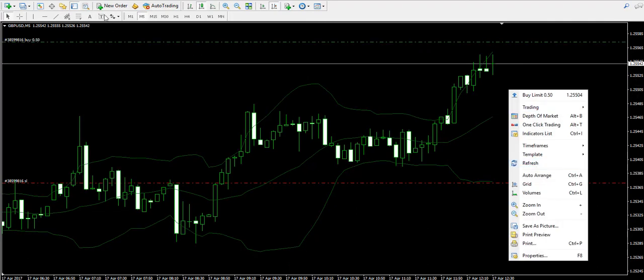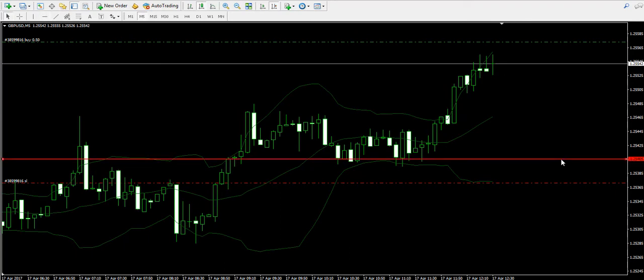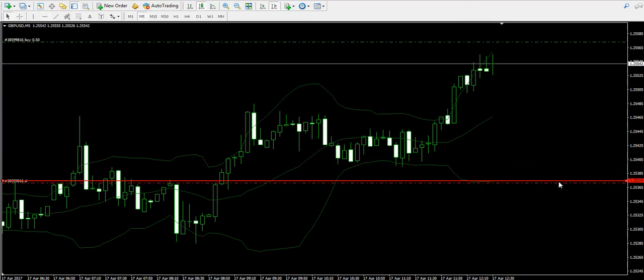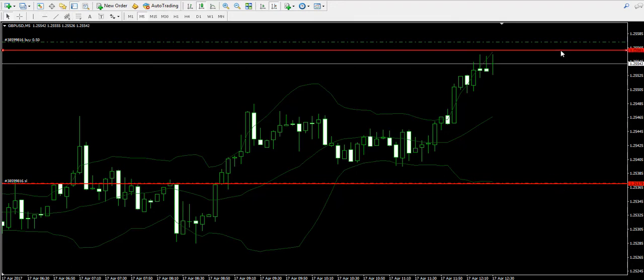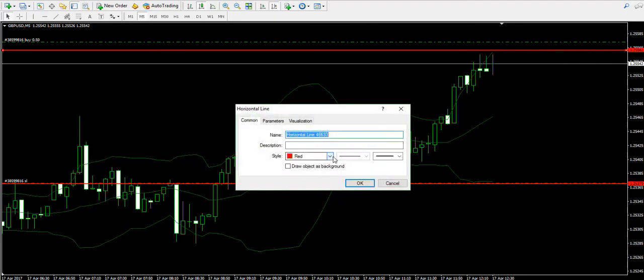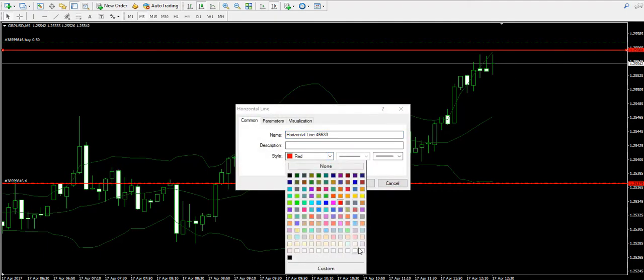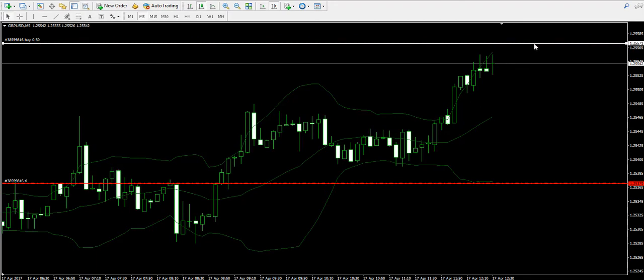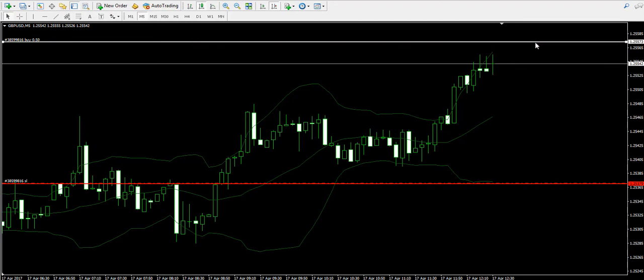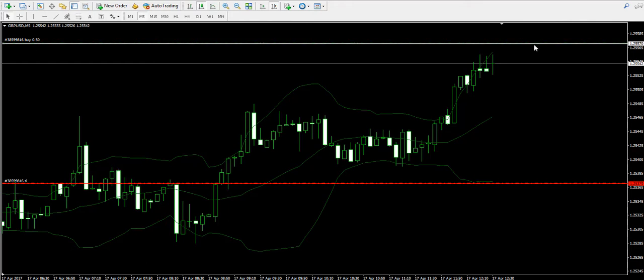So what I'm going to do now is to mark the levels of the stop loss order just in case, in order to have them visualized in case the price hits my stop loss order, for example. Here it is, white color for entry point, red color for stop loss order. Something like this.